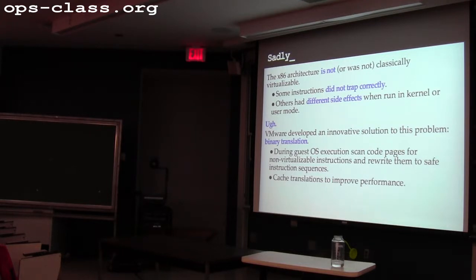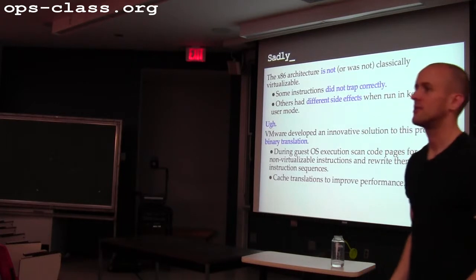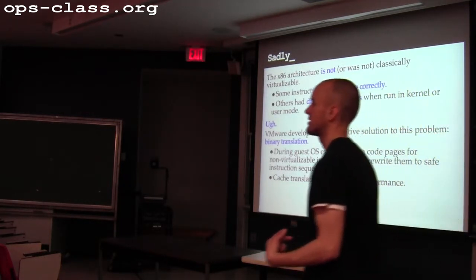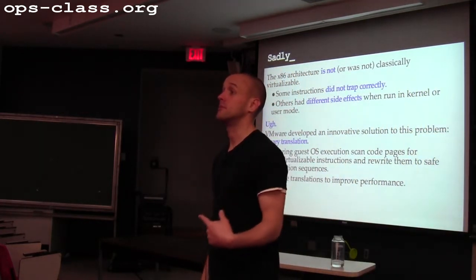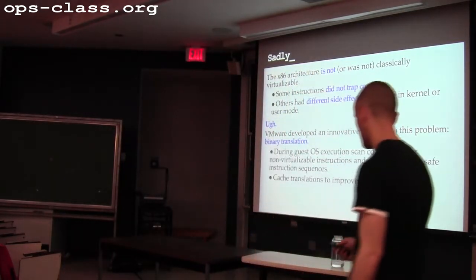Anyway, I'll let you guys look at the details. But it's a neat idea, right? Conceptually, it's a simple idea. Look at the code. Find instructions that are likely to cause problems, or that I know are going to cause problems, and rewrite them to safe instruction sequences. That's how this is done.